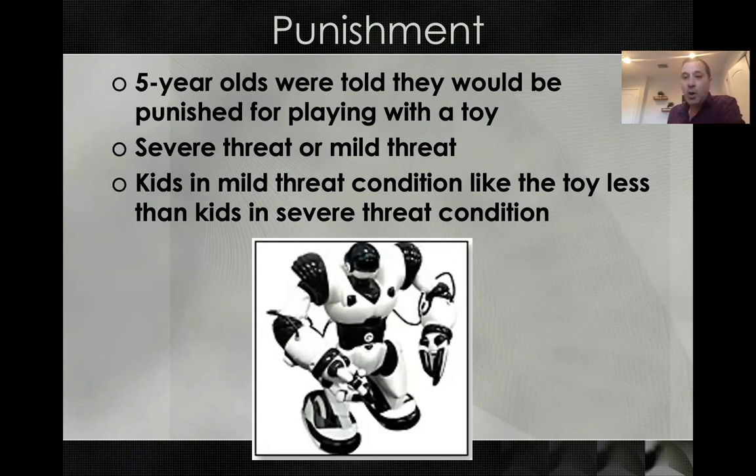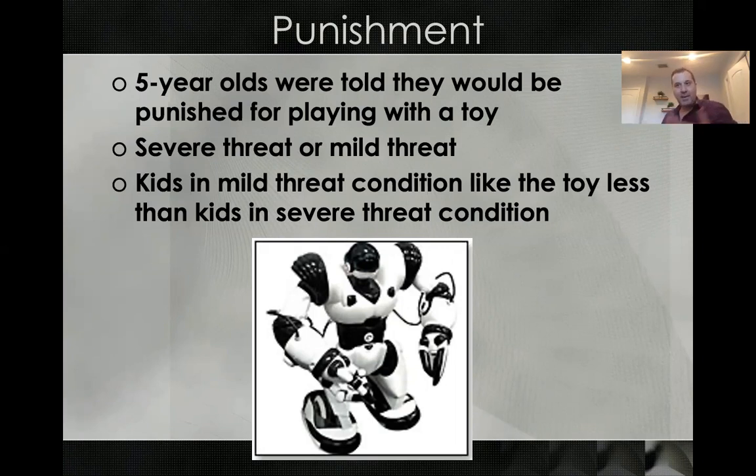Okay. Or in the mild threat condition, they simply say, see that toy over there? You're not allowed to play with it. And that's it. The researcher then leaves and they secretly monitor the child to see if they play with the toy. But the kids are all good. None of the kids play with that toy. They want to. You can see they're looking at it, but they don't play with it. Then the researchers come back and they ask the kids, how much do you want to play with that toy?